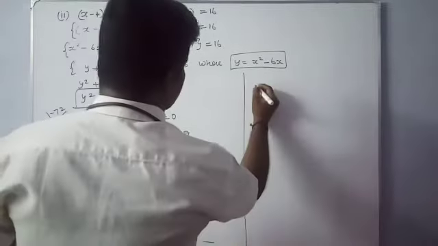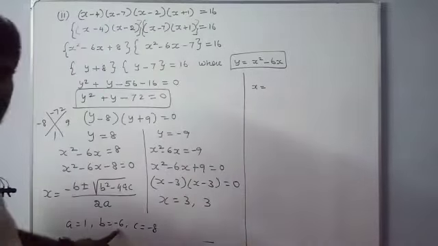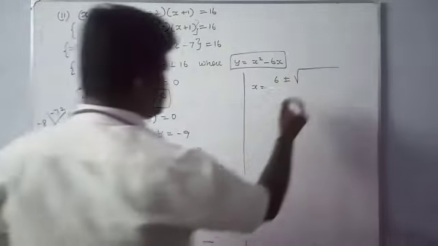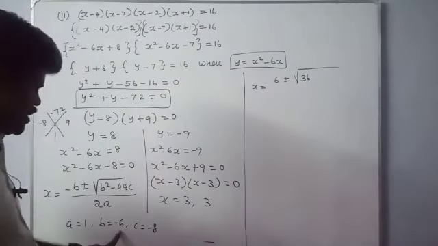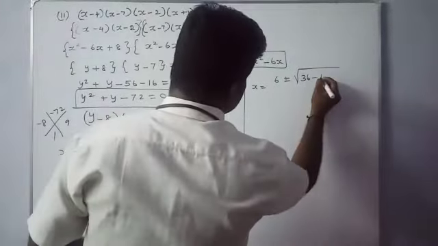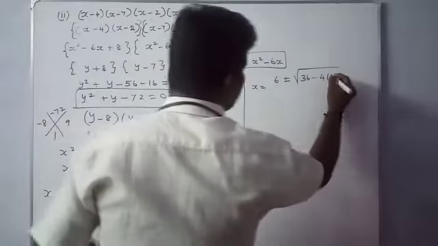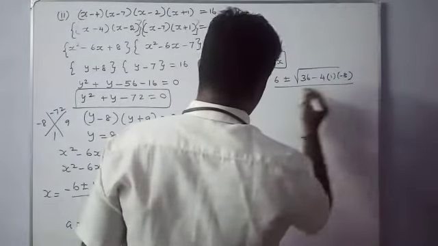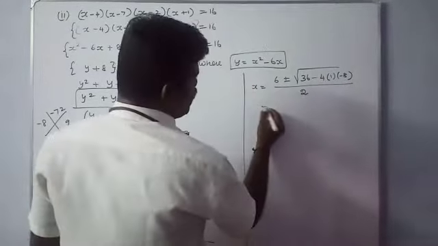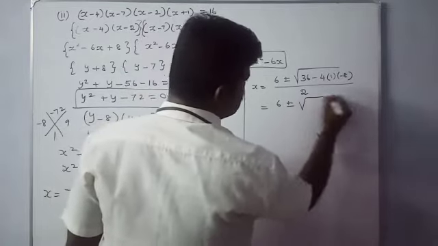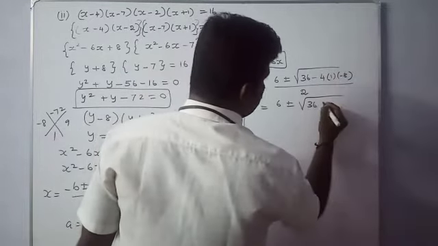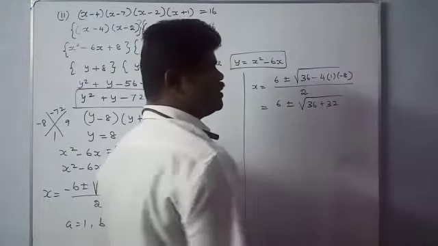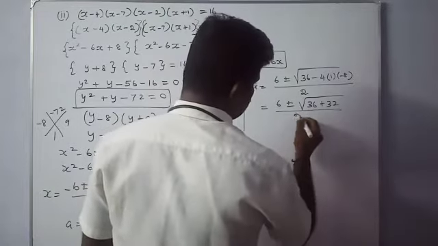Now apply the formula here. X is equal to minus b, that means plus 6, plus or minus root of b square, that means 36, minus 4 times a value 1 and c value minus 8, divided by 2a, that means 2. Here 6 plus or minus root of 36 plus 32. 4 into minus 8, minus 4 into minus 8 is plus 32, divided by 2.